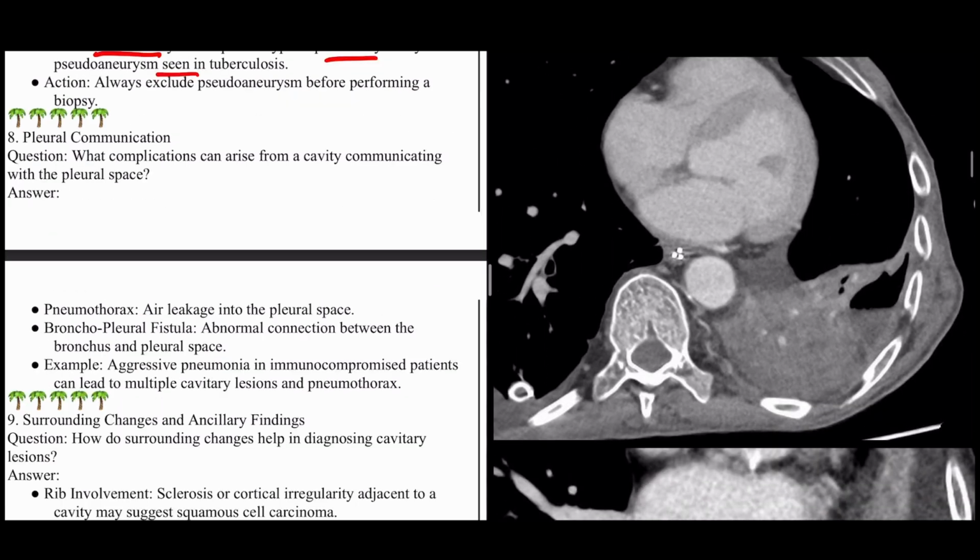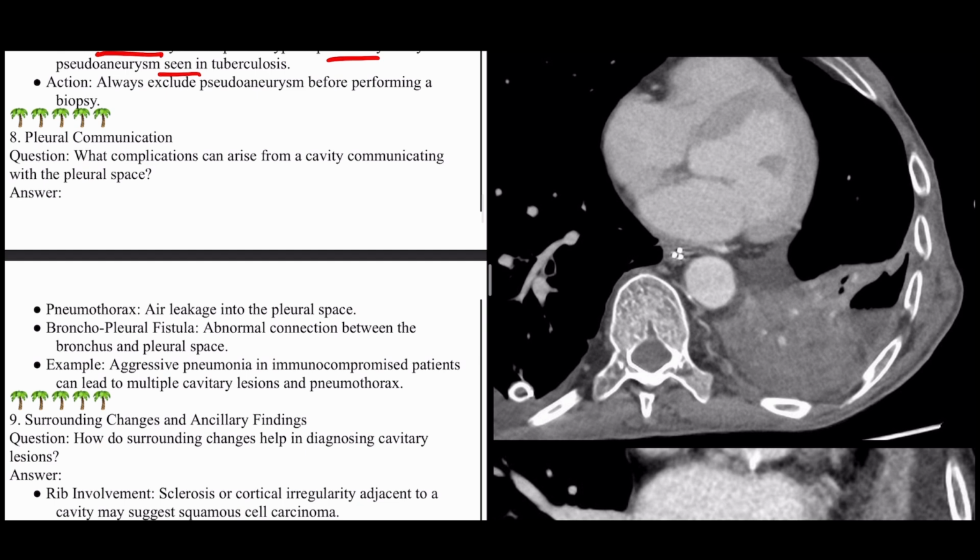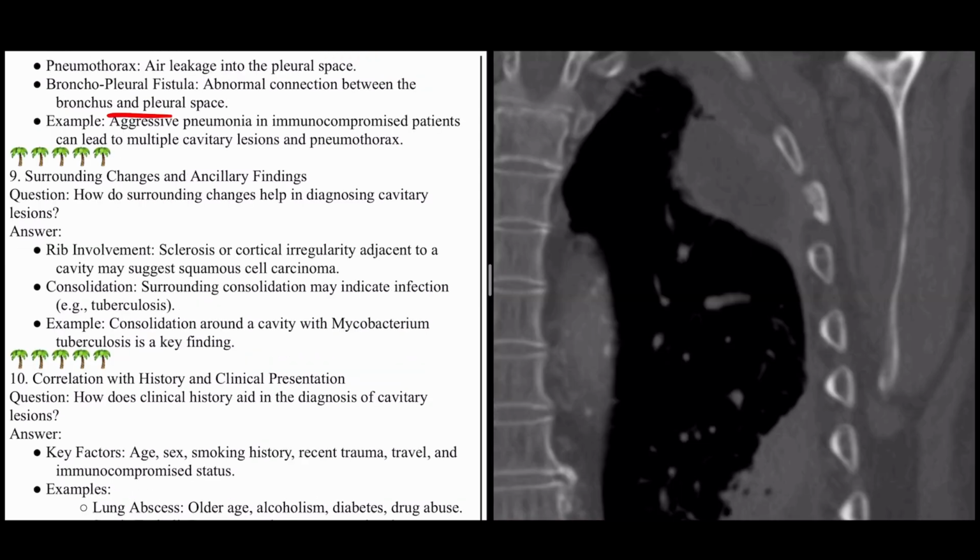Next, look for any pleural communication. What complications can arise from a cavity communicating with the pleural space? Either pneumothorax, which is air leakage into the pleural space, like this is a hydropneumothorax, or bronchopleural fistula, which is abnormal connection between the bronchus and pleural space. Next, look for any surrounding changes and ancillary findings.